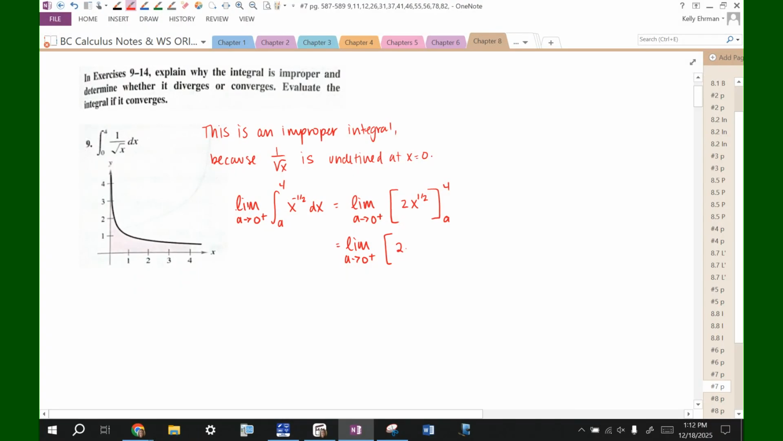So this is 2 times radical 4 minus 2 times radical a. 2 times 2 is 4 minus 2 times 0. Because I got a numerical answer, it means that this integral converges, and it converges to 4. All right.